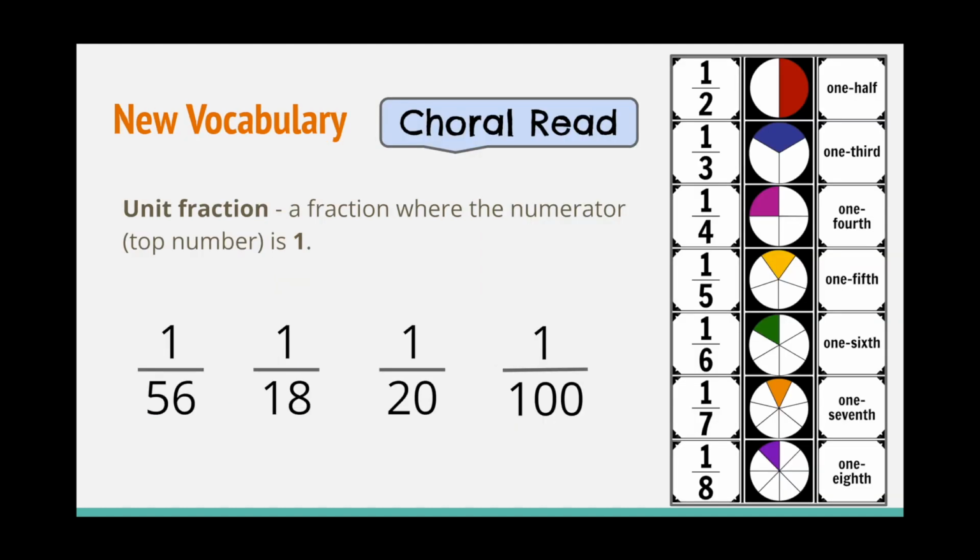Unit fraction. A unit fraction is a fraction where the numerator or the top number is 1. So if I'm asking, what is the unit fraction? You should go, oh, a unit fraction. The numerator or the top number is 1. So even if the fraction is showing 2 out of 6 or 7 out of 20, if you're finding the unit fraction, you're finding a fraction where the top number or the numerator is 1, and then the bottom number is the total number of parts.